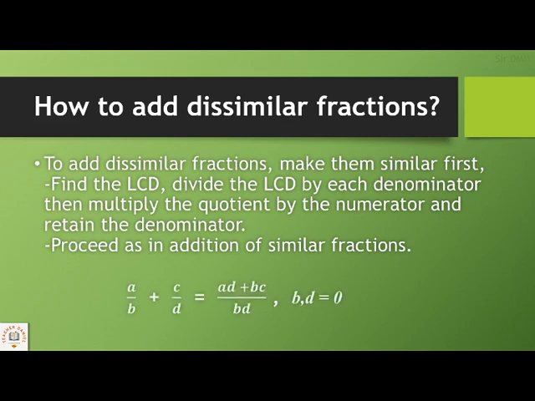In symbol, let A, B, and C be integers. A over B plus C over D, that is equal to A times D plus B times C all over B times D, where B and D is not equal to 0.